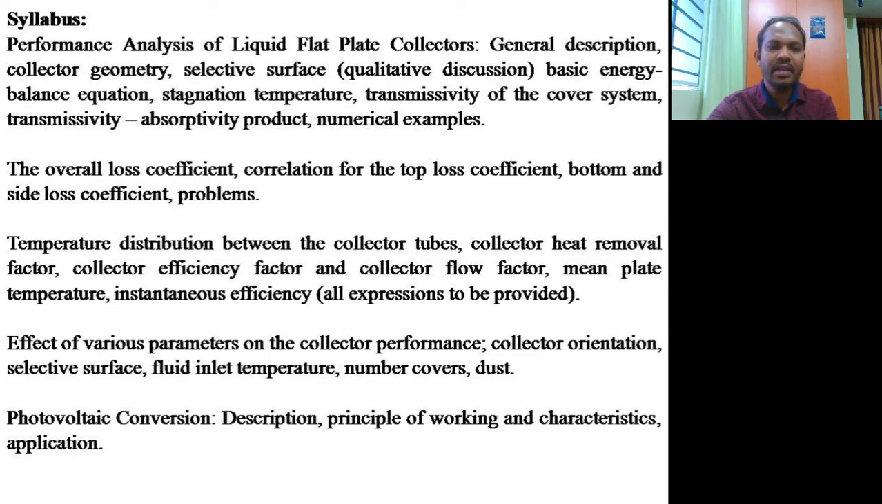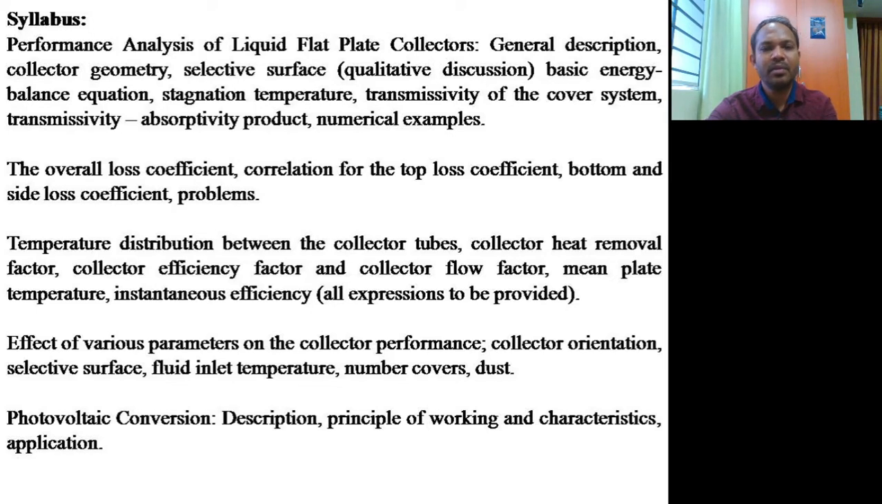Now in this module we will be talking about the performance analysis of the liquid flat plate collectors, in which the general description will be given, collector geometry we are going to discuss, and the selective surface: what is this selective surface, and how this selective surface will influence the performance of a liquid flat plate collector. And then we will deal with the basic energy balance equations that I have provided in the presentation. Then what do you mean by stagnation temperature, what is the role of this stagnation temperature, we will discuss it.